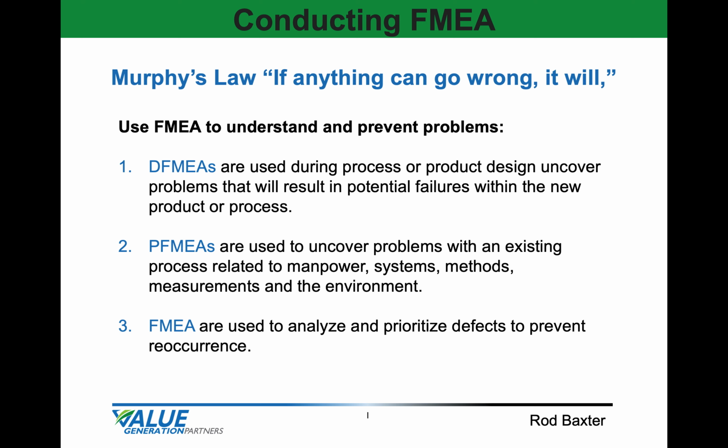Design FMEAs are used during process or product design to uncover problems that will result in potential failures within the new product or process. Process FMEAs are used to uncover problems with an existing process related to manpower, systems, methods, measurements, and the environment. And FMEAs are used to analyze and prioritize defects to prevent reoccurrence.